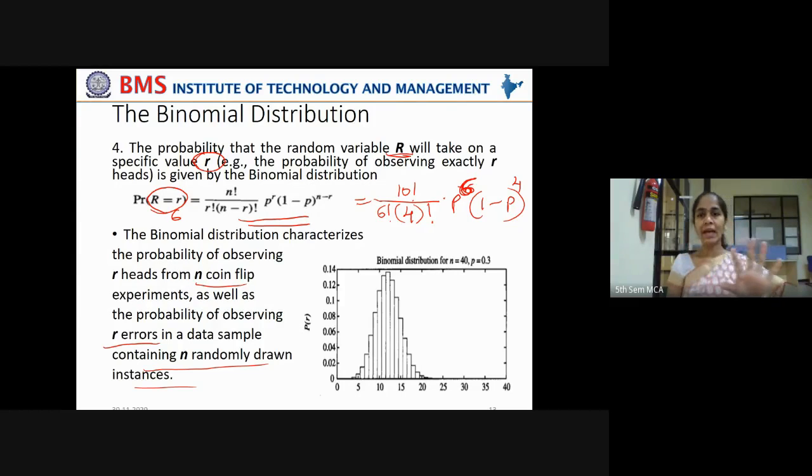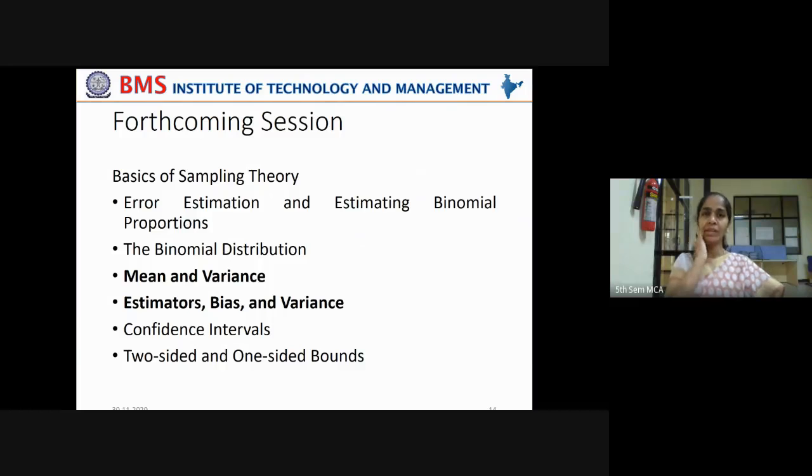Now you need not write the entire thing in your exam. Just what is binomial distribution? What it elaborates: it tells us about the probability of occurrence of an event, the number of times an event would occur out of these many experiments. That is given by the binomial distribution, right? In the next coming session, we'll elaborate more on mean and variance and the estimators' bias and variance associated with them.